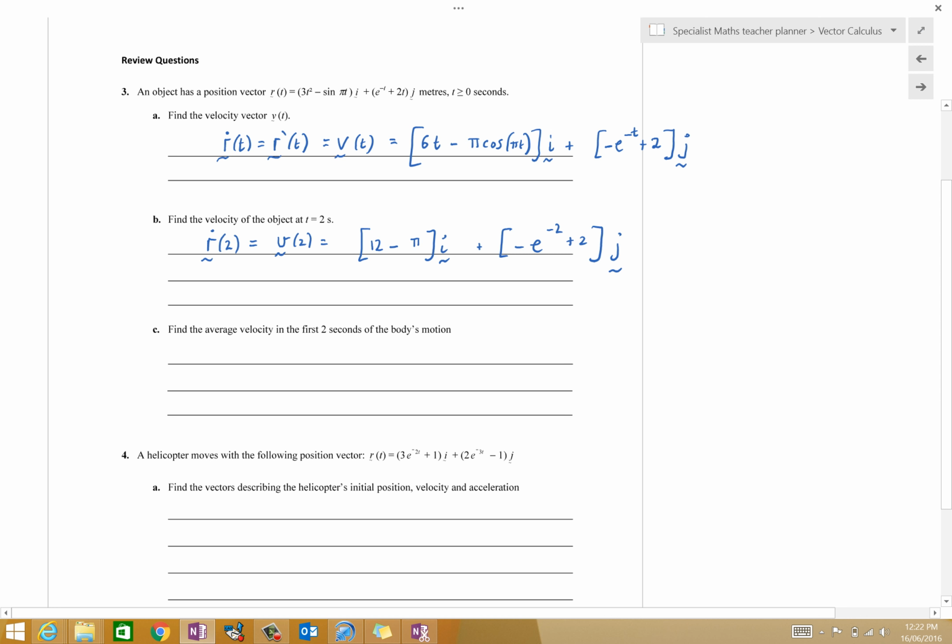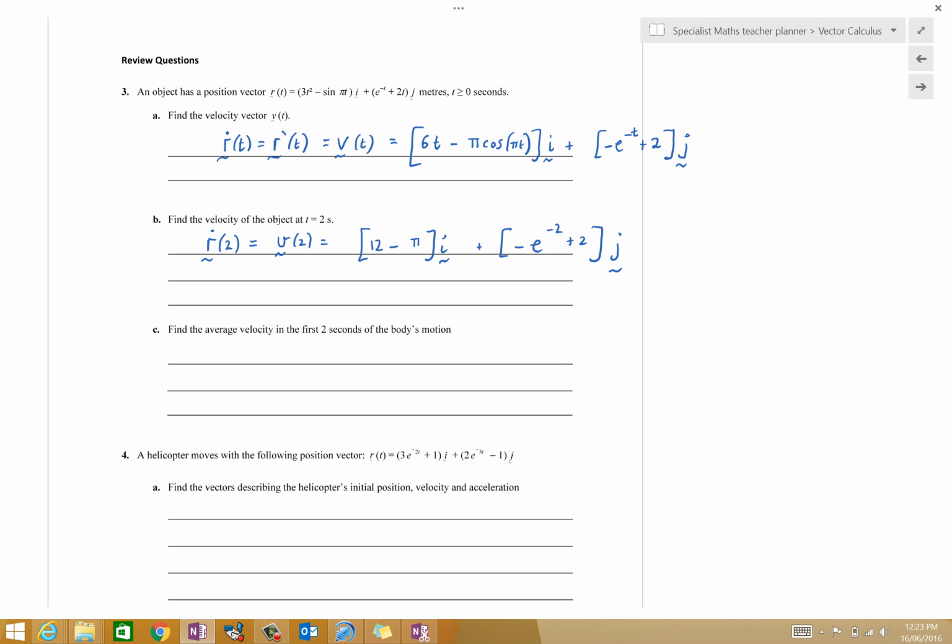Now, it's asking for the velocity. That is the velocity as a vector. Now that i is just some constant, if you like, 12 minus pi. So it's going to be roughly 8.86i. And then, of course, we've got minus e to the minus 2, that's going to be small, and then we've got roughly 1.5j. So that's our vector.